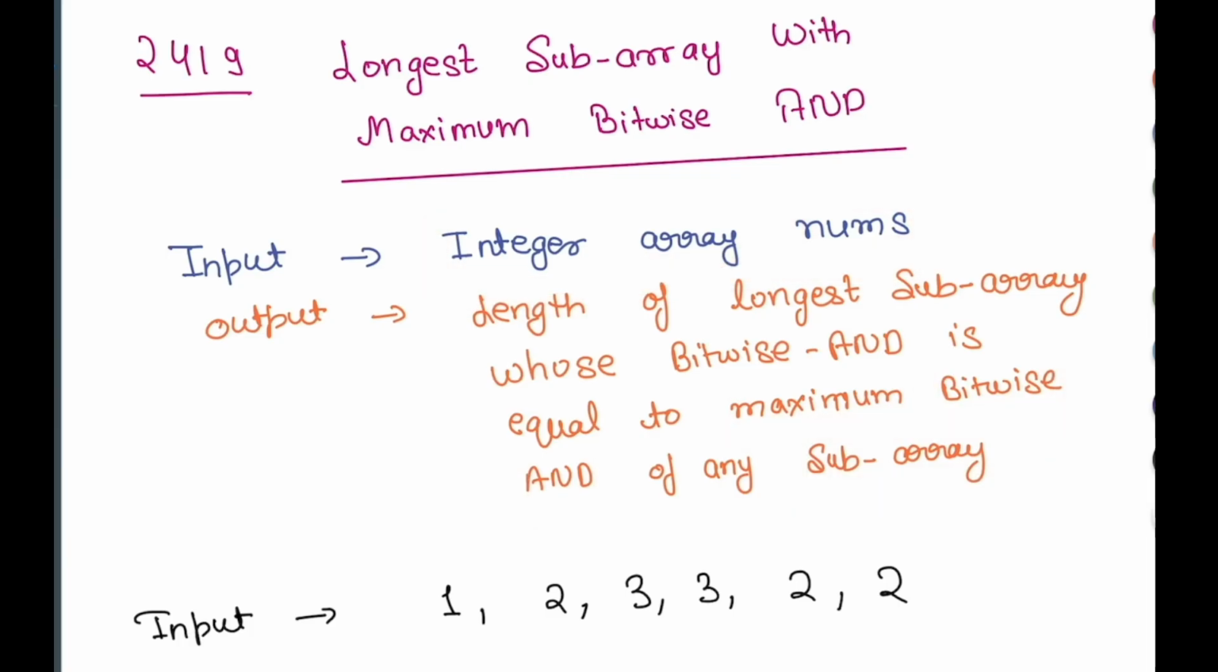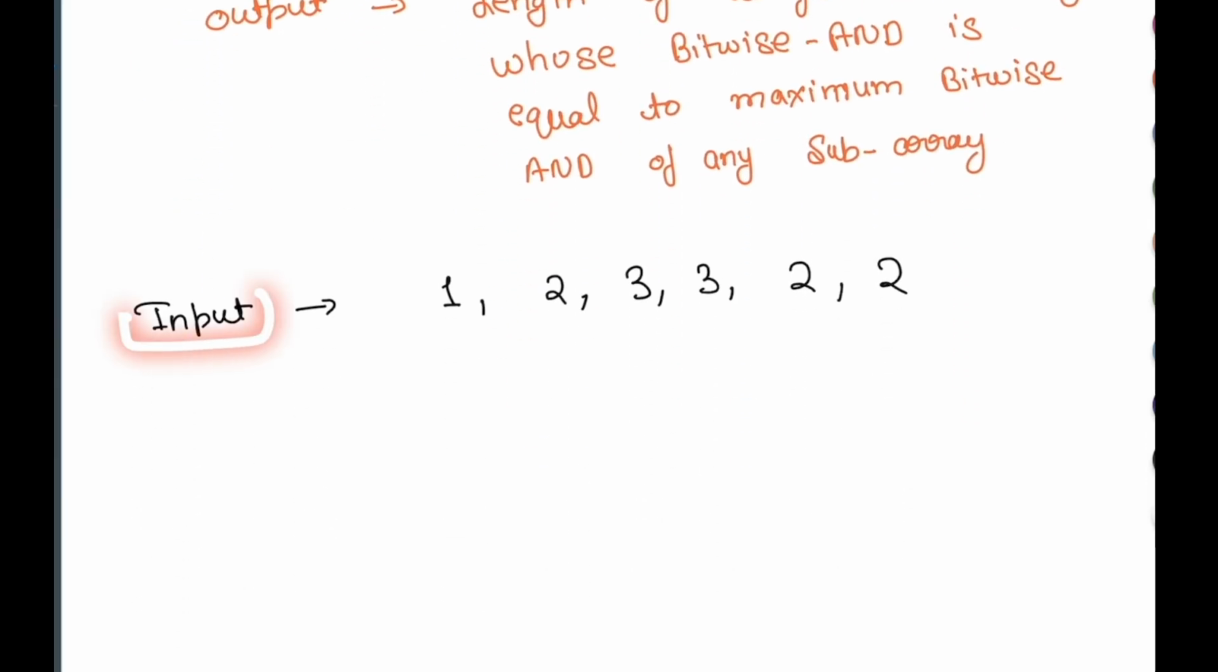So first of all, we need to find a subarray which has the maximum bitwise AND, and then only can we find another subarray which is longest but has the bitwise AND equal to the maximum bitwise AND, right? Now let's try to understand this with an input. Let us say the given input is 1 2 3 3 2 2.